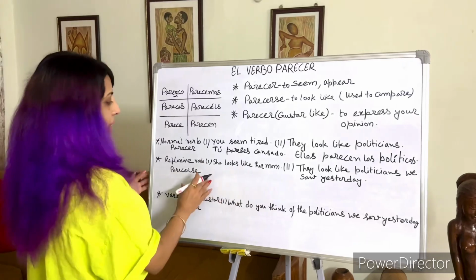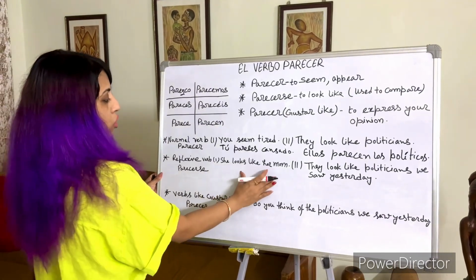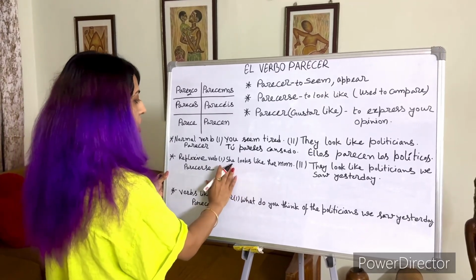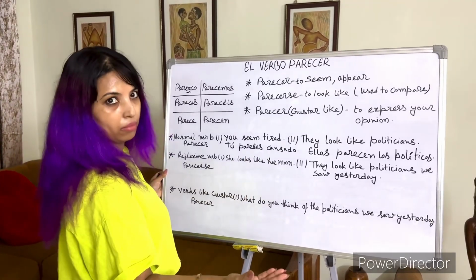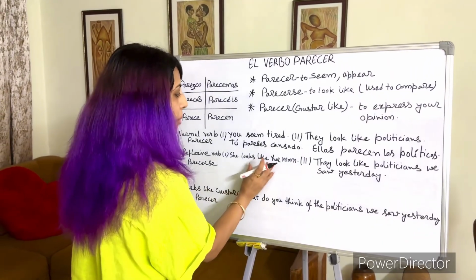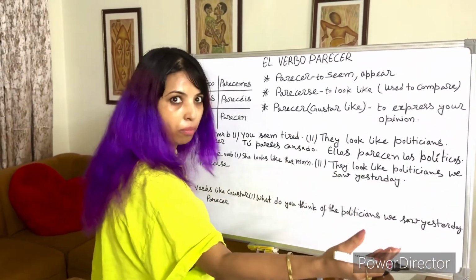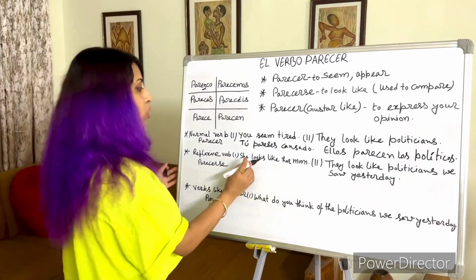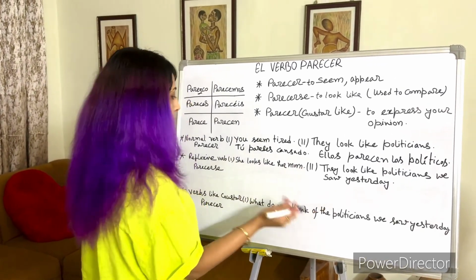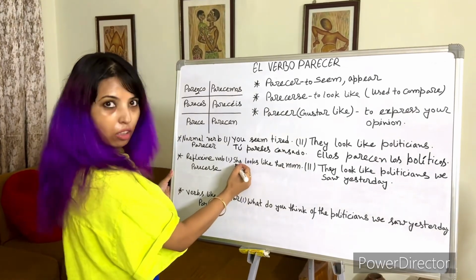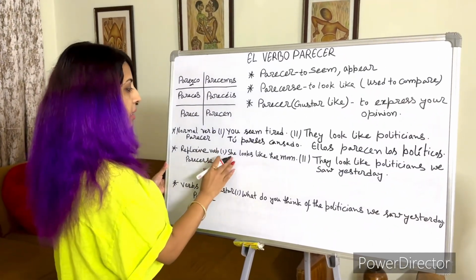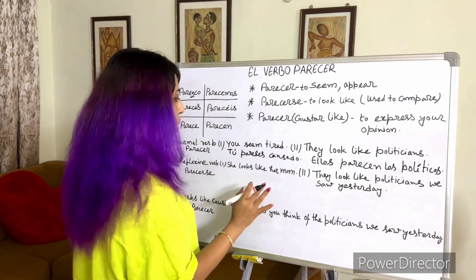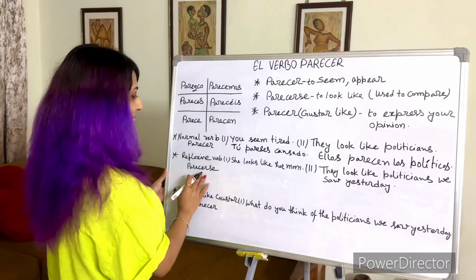Then the reflexive structure. So when are we supposed to use the reflexive structure? When I say she looks like her mom. So here you can see I'm comparing her with her mom. I'm comparing her appearance with her mom's appearance, basically. She is third person singular, but here it is used in reflexive form. Here I am supposed to use parecerse.